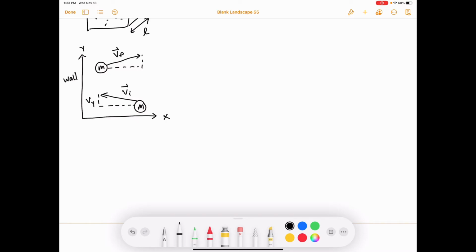Now, let's consider the force that the wall exerts on this particle. The wall is pushing on the particle just to the right along the x direction. There is no force in the y direction. It's only in the x direction. And for that reason, the velocity in the y direction isn't going to be changed by this collision. So the final velocity in the y direction is still Vy, same value as before. What changes is the x velocity.